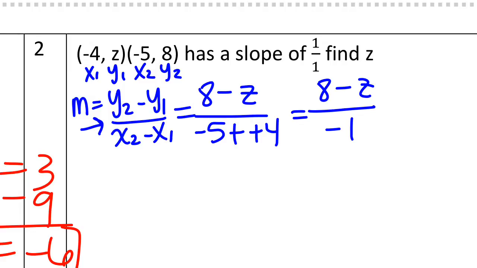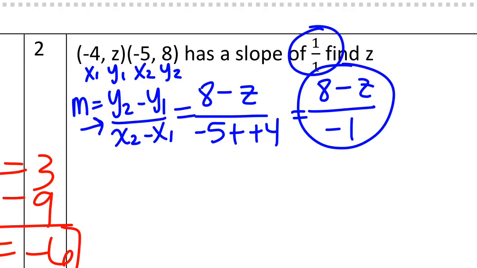And that's fine. We're going to figure it out. Okay? Right now, this is what I know the slope is, but they also tell me the slope is 1 over 1. So if I know that this is the slope, and I know that this is the slope, then I know these two things have to be equal to each other. So I'm going to set them equal to each other. I'm going to write (8 minus z) over negative 1 equals 1 over 1.